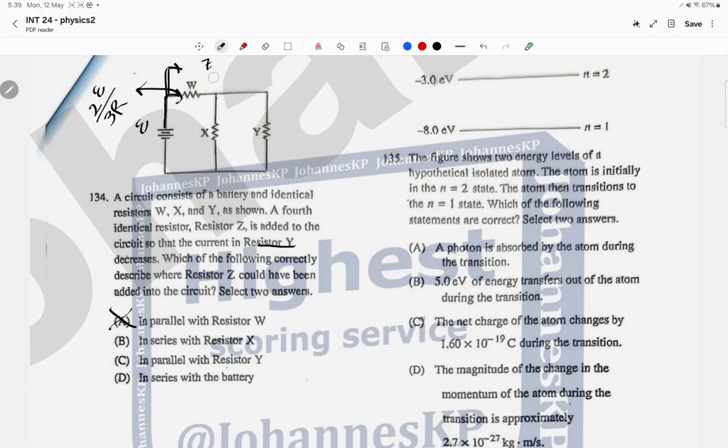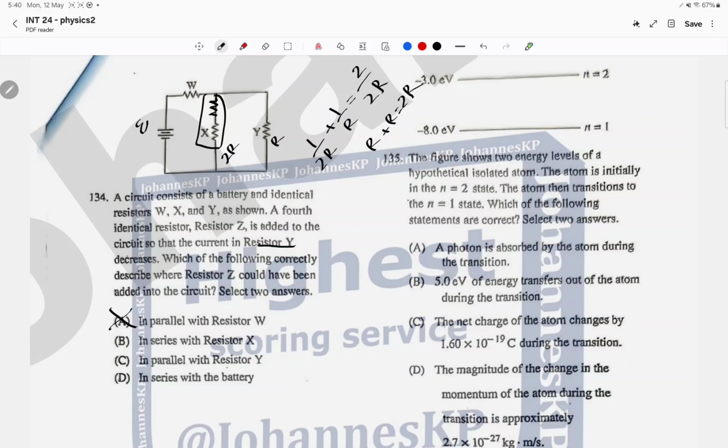If you put it in series with X, like you put it here, this guy will be 2R. This guy is R. So 1 over 2R plus 1 over R, so R plus R is 2R. That means you brought the resistance up. Yeah. Which means you brought the current down. So B is right. So B is right?